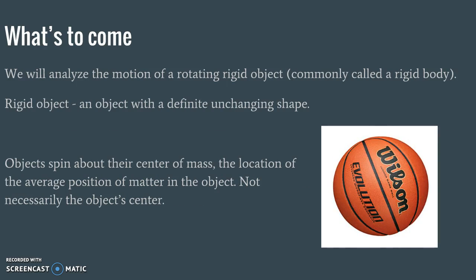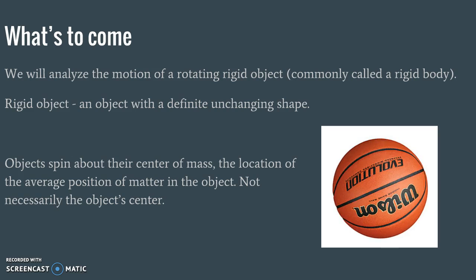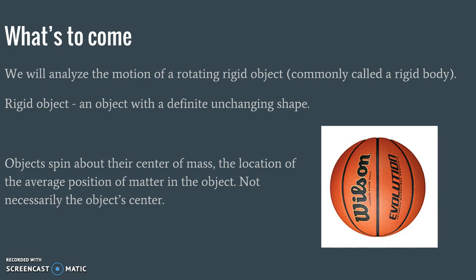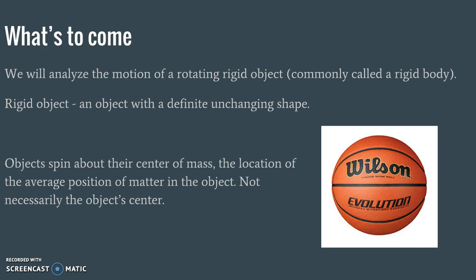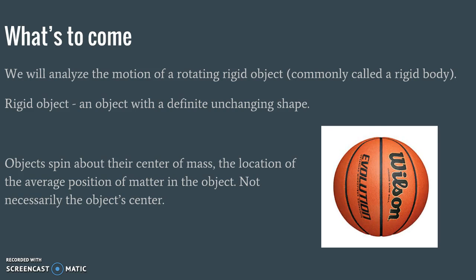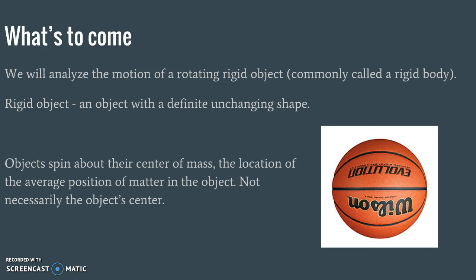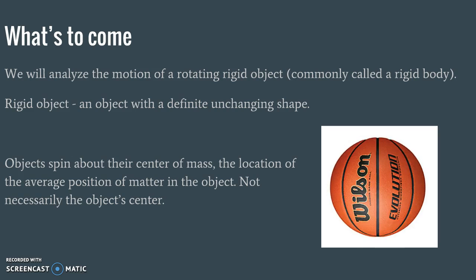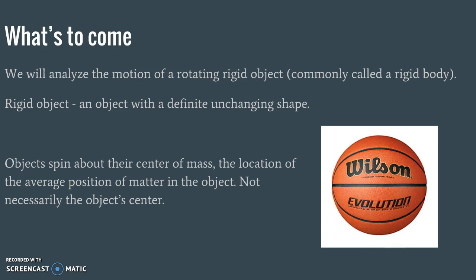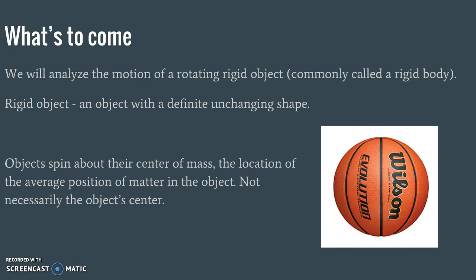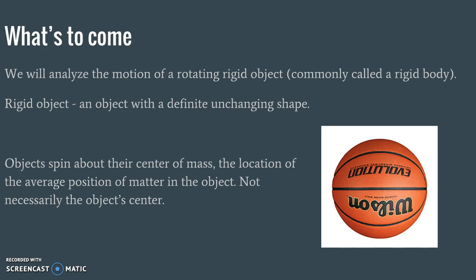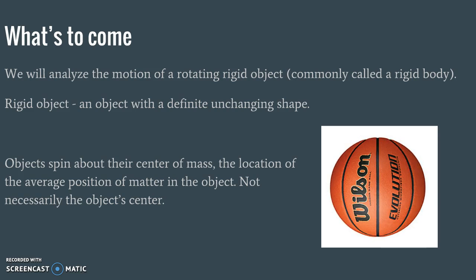Now, a little preview of what's to come. We're going to analyze the motion of a rotating rigid object, right? Sometimes this rigid object is known as a rigid body. That's a very common physics term. That's probably what I'll end up saying in class. A rigid object is an object that has a definite unchanging shape.